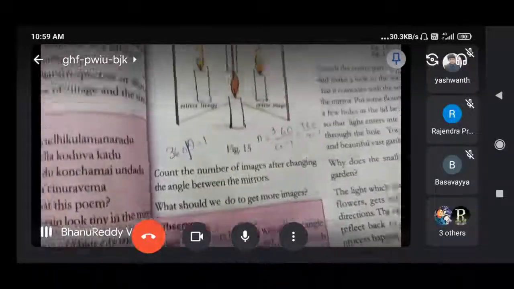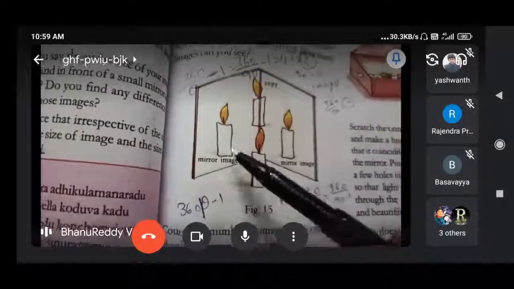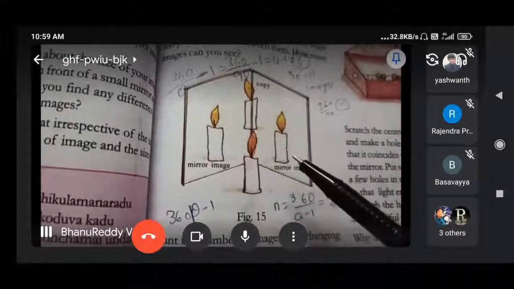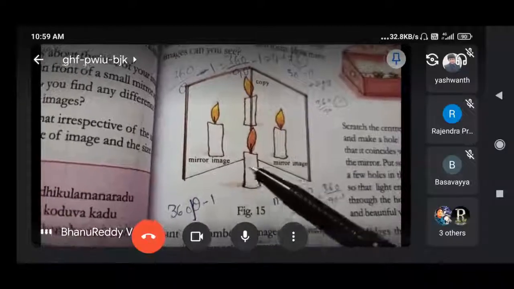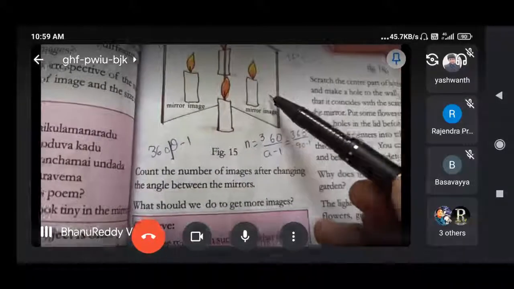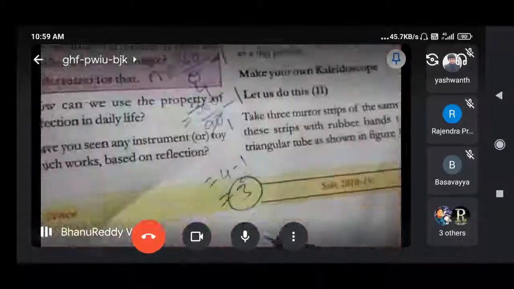Yesterday also I told you, where the angle is 90 degrees, that is why 3 images are formed. Do you remember that one, Ishwant? ఇది 90 degrees లో ఉందని చెప్పాను నేను. 3 images form అవుతాయి 90 degrees. Why? Because of this formula.